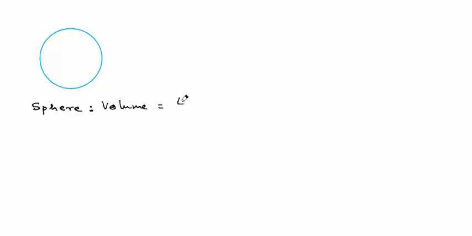And finally, let's talk about the volume of a sphere. Let me write down the name to distinguish it from a circle. The volume of a sphere is given by 4/3 times pi times r cubed, where r is the radius of the sphere. Every sphere has a radius, right? It's like a three-dimensional circle. Let's try a couple of problems now.